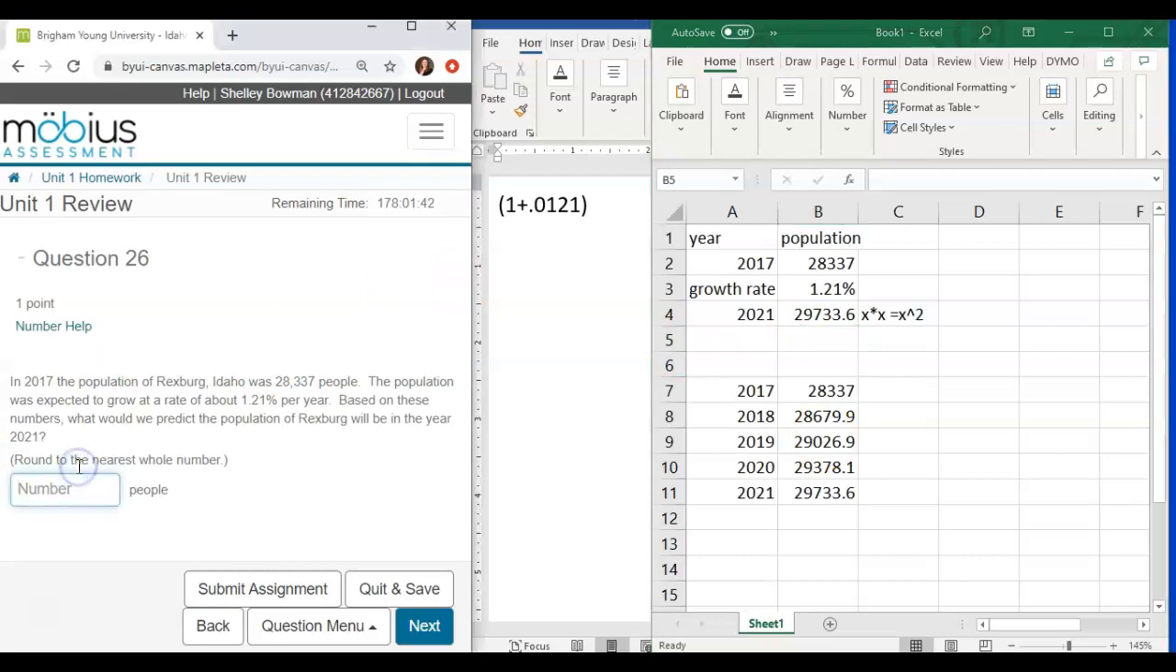Let's go ahead and round this to the nearest whole person. So we have 29,734 people, and we can move to the next problem.